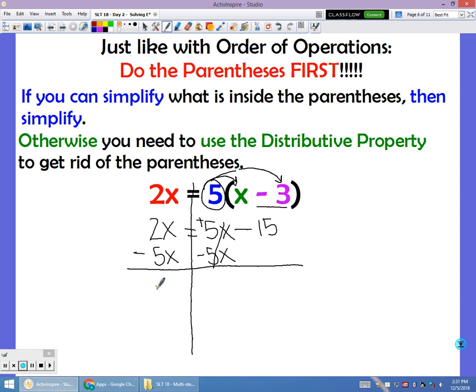So 2 minus 5, or 2 plus negative 5, is negative 3x equals, and what's left over here is negative 15. Now I have a negative 3 times x. The inverse operation is division, so I'm going to divide by negative 3. And if I divide one side by negative 3, I have to divide the other side by negative 3. And I'm left with x equals positive 5.